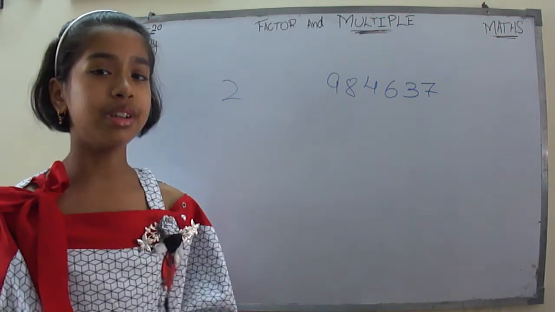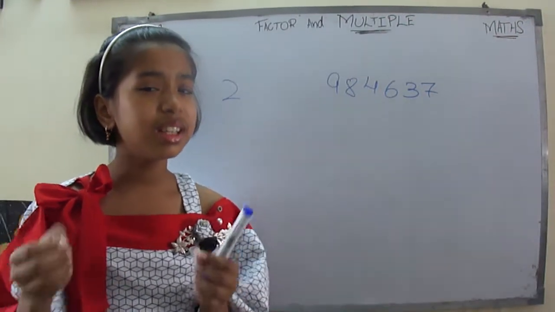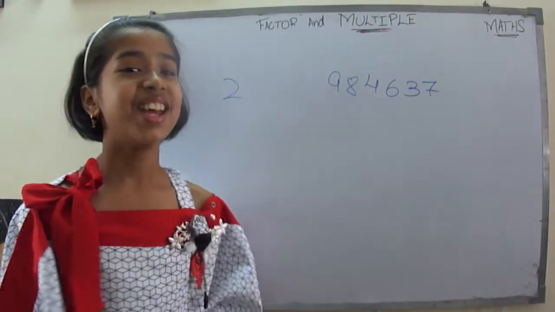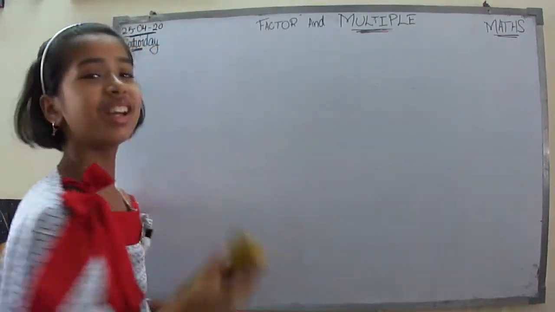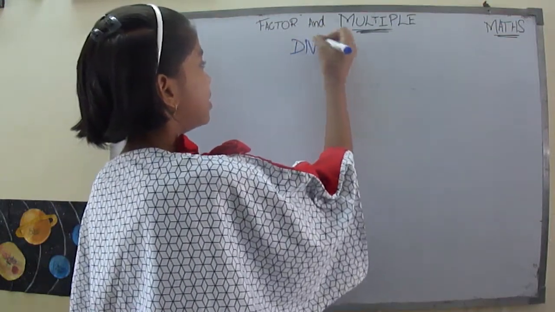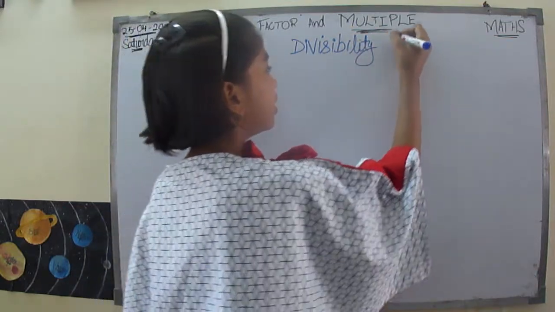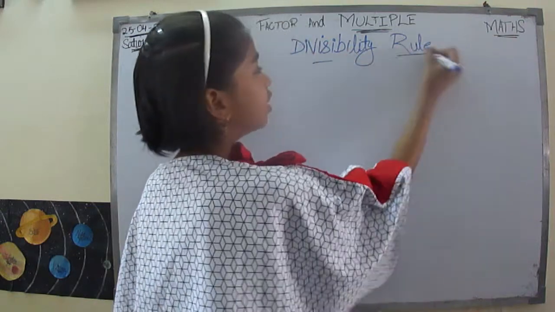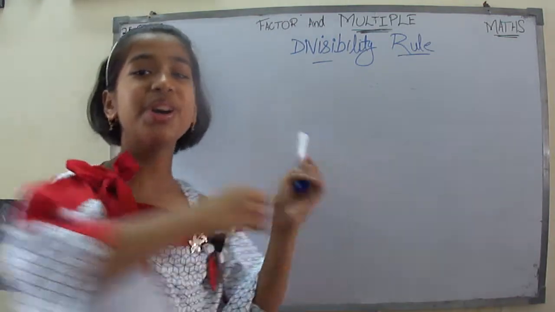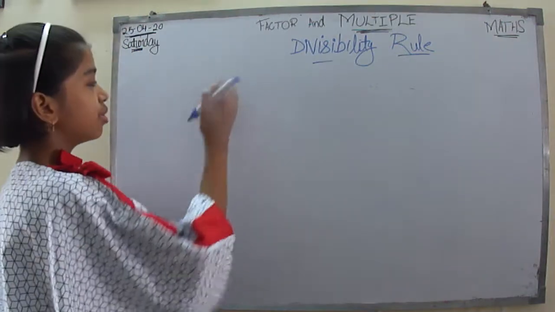So there is one method to find out. You have to do the long division. And is there any short trick to do that? Yeah, of course. And that is called the divisibility rule. So let's learn the divisibility rules from 2 to 11. Let's start with that. So let's take the 2.